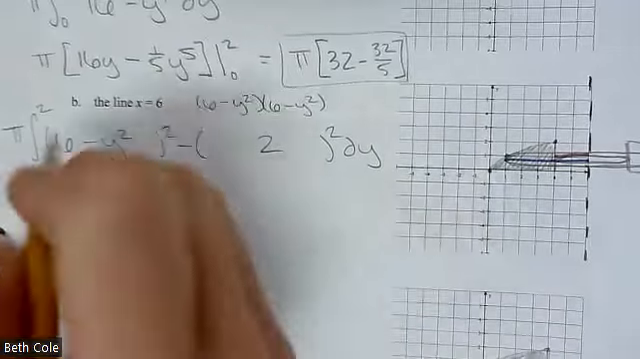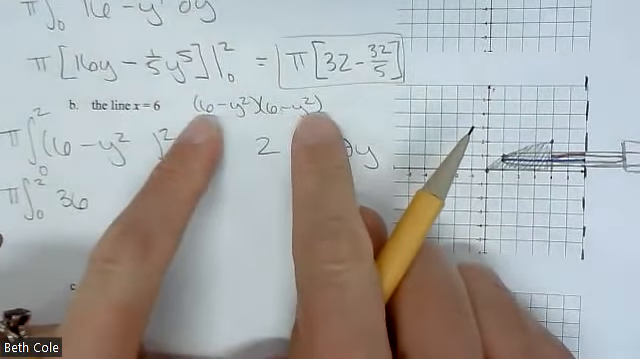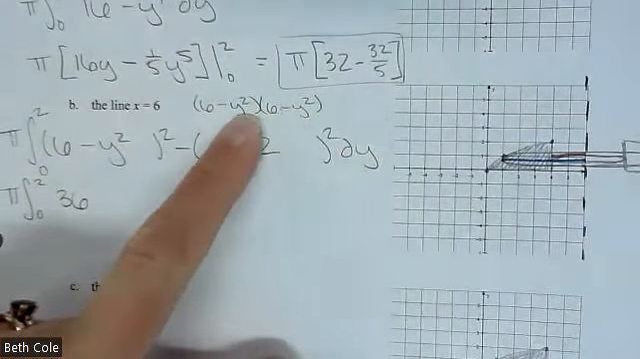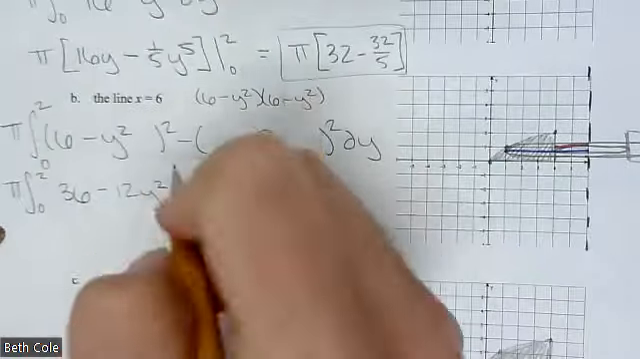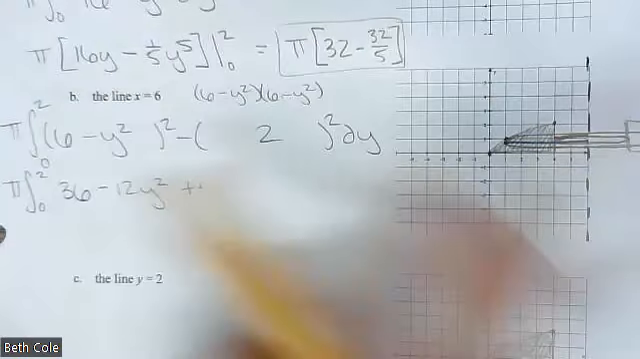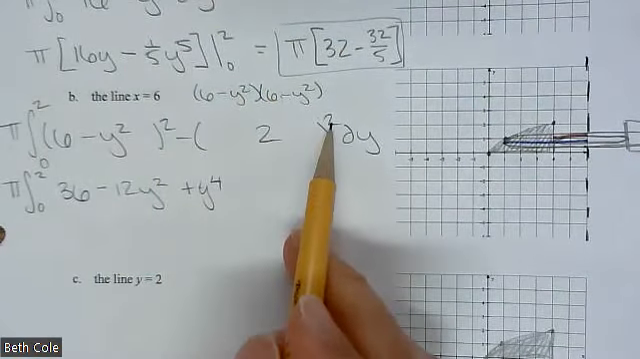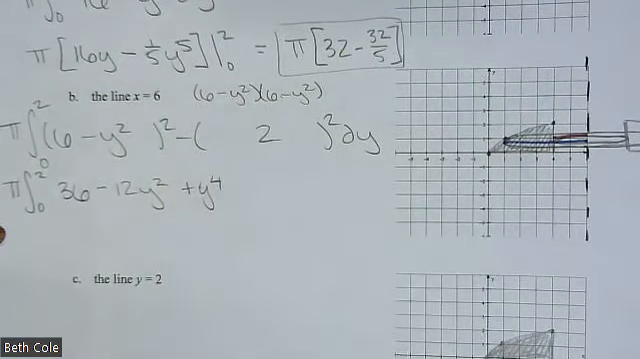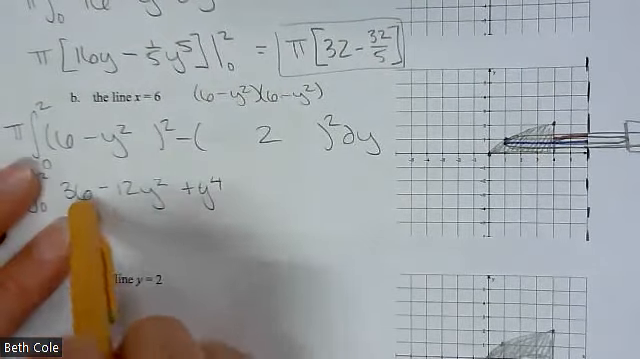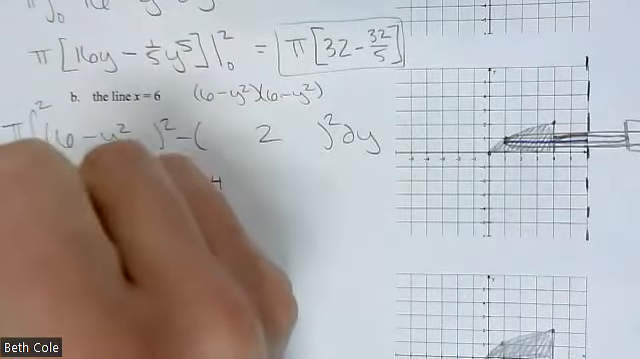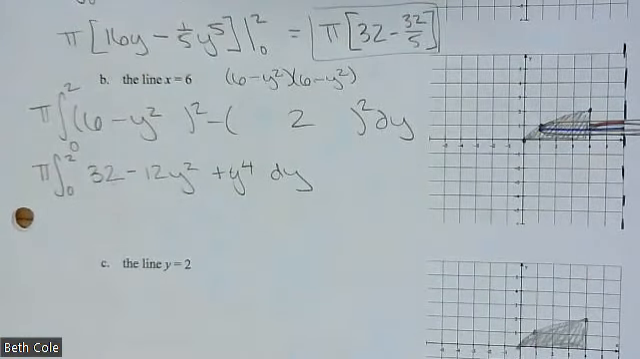So 6 times 6, 36. This will give you minus 6y squared, and this will give you minus 6y squared. So altogether, minus 12y squared, and then plus y to the 4th, minus 4. Here's what I would do. If you're writing with pencil, instead of writing minus 4, I would just change the 36 to a 32. Just combine the like terms. So that's the algebra. I believe in you.